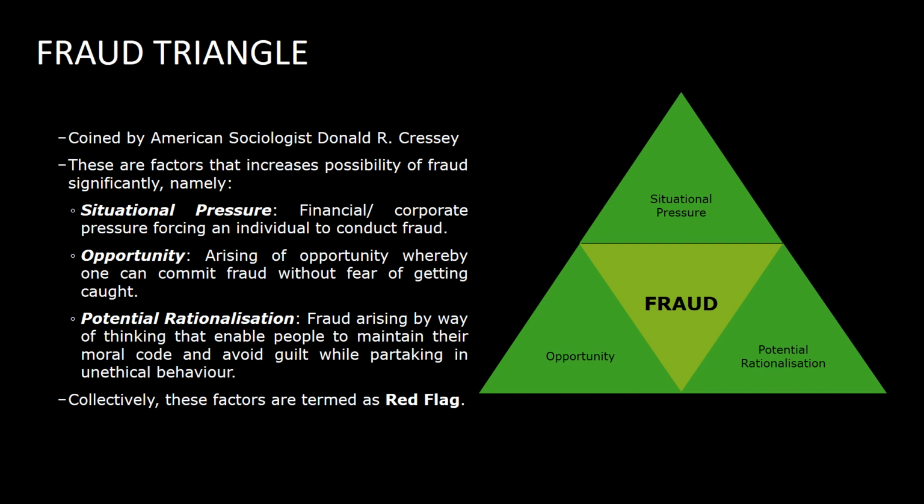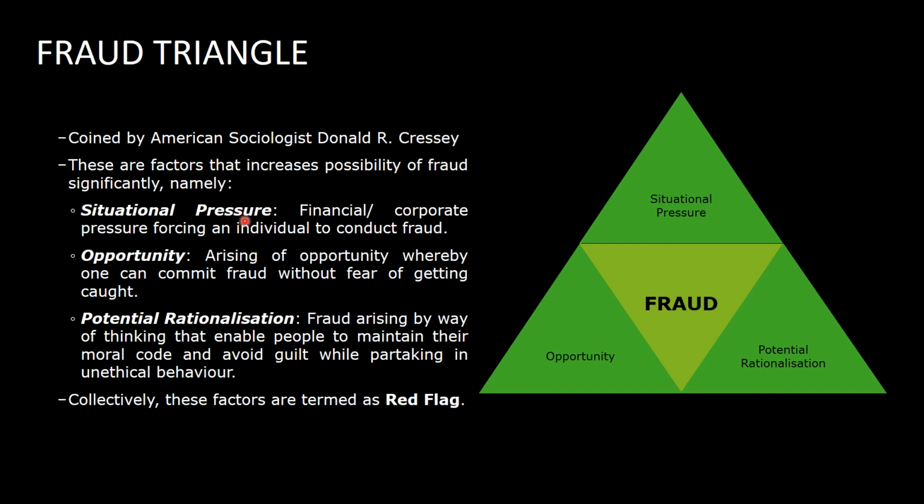Now we will see what the fraud triangle is. This is the term that was coined by American sociologist Donald R. Cressey. These are the factors that increase the probability of fraud significantly, and these factors are situational pressure, opportunity, and potential rationalization. Collectively, these factors are also termed as red flags. When we have any situation where pressure, opportunity, or potential rationalization appears, then the possibility of fraud increases significantly. So, what are these terms basically, and what are those situations? We will see in the upcoming slides.